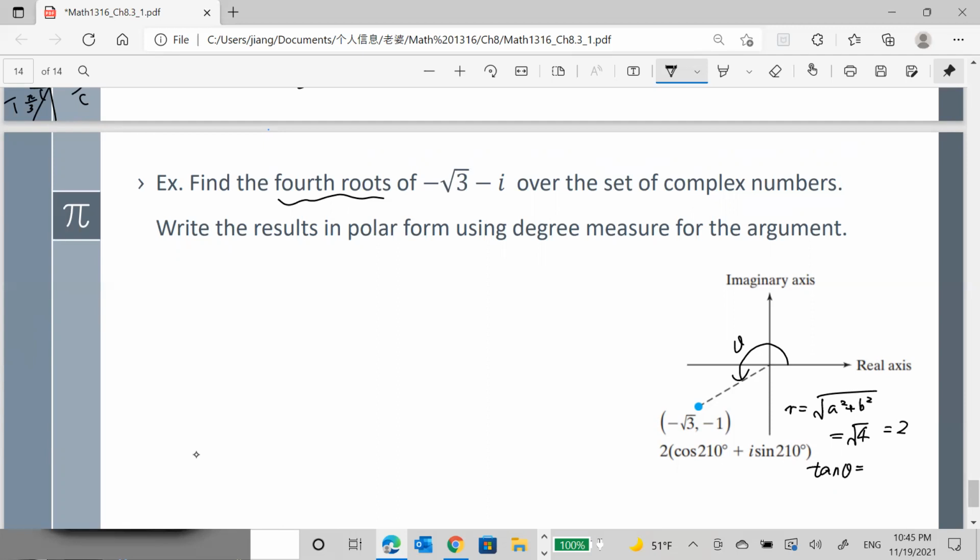How about the theta? Tangent theta equals b over a. b is 1, a is square root of 3. They are both negative, so the value is positive, equals square root of 3 over 3. So from this one, can you find the theta? Yes, because I know the reference angle must be 30 degrees. So the angle from here to here is 180 plus 30, that's 210 degrees. That means z equals r times cosine 210 degrees plus i times sine 210 degrees.